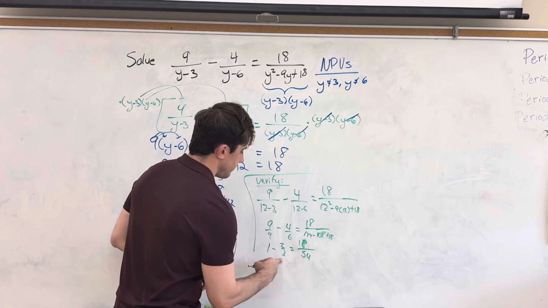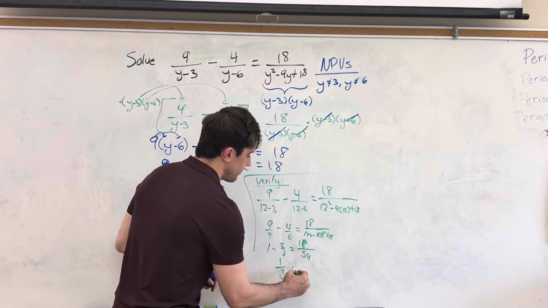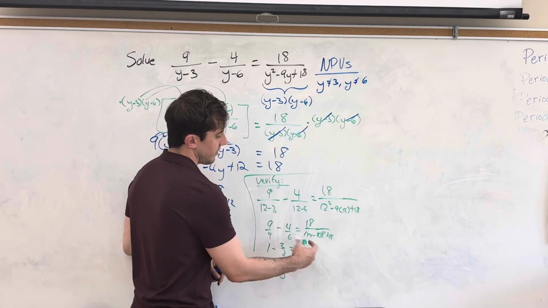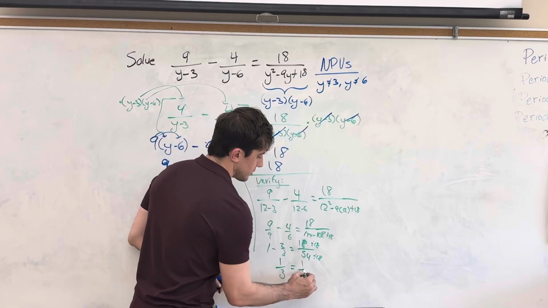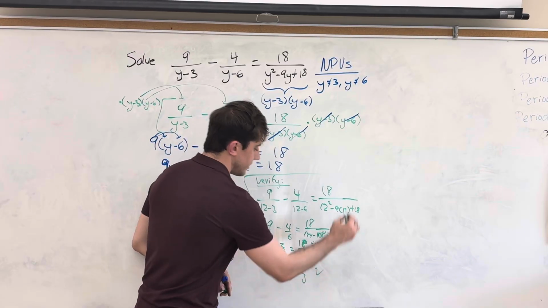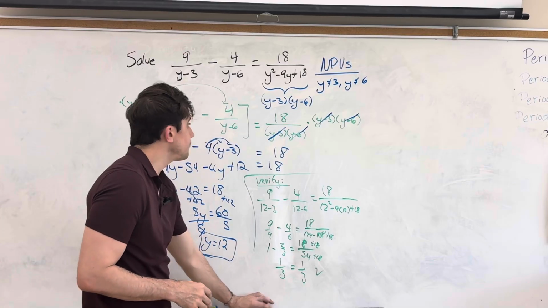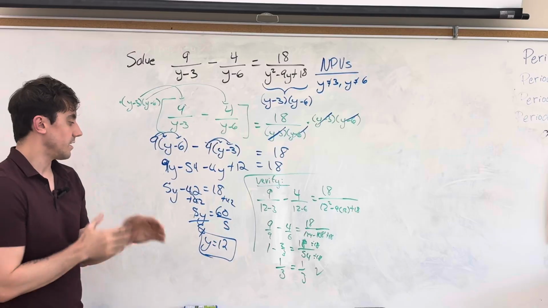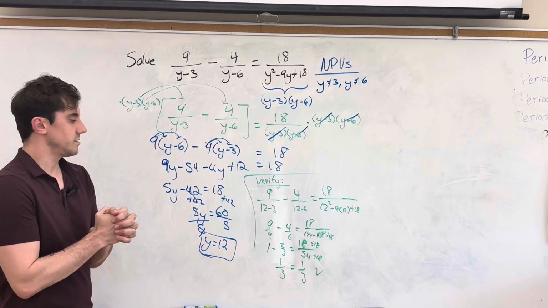And finally, 1 minus 2/3 leaves us with 1/3. And on the right-hand side, 18 over 54 can be simplified, dividing both by 18. Simplifies also down to 1/3. And so we get a nice verification that our unique solution does in fact work. It's not our non-permissible values, and so we're good to go. And there is our solution. So I hope this helps, and thank you for watching.